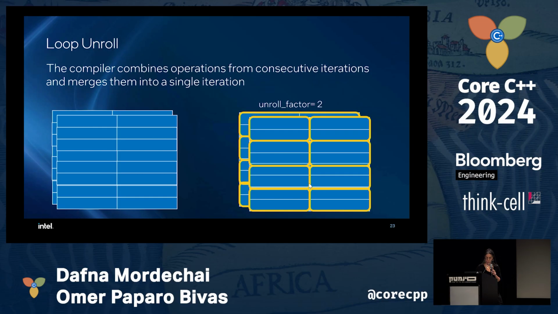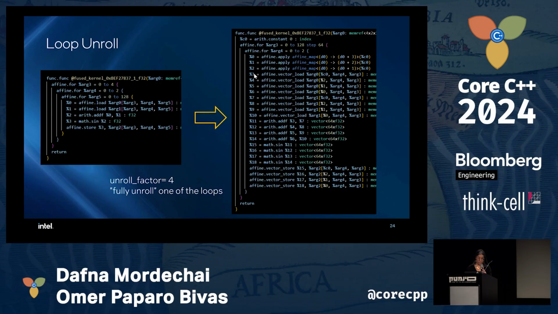So this is vectorization. We also can do loop unroll, which means that the compiler will combine operations from consecutive iterations and will merge them into a single iteration. So if before this was one execution, now we're going to do two within the nested loop. Here, it's an illustration of unroll factor 2, but we can have other unroll factors, in this case, unroll factor 4. You can see that in this small case, we even did a full unroll. One of the loops just got removed because we could fully unroll this dimension. It saves some of the indices, but actually what it also does is that it hides latency of the hardware. So we get really good performance improvement from that.